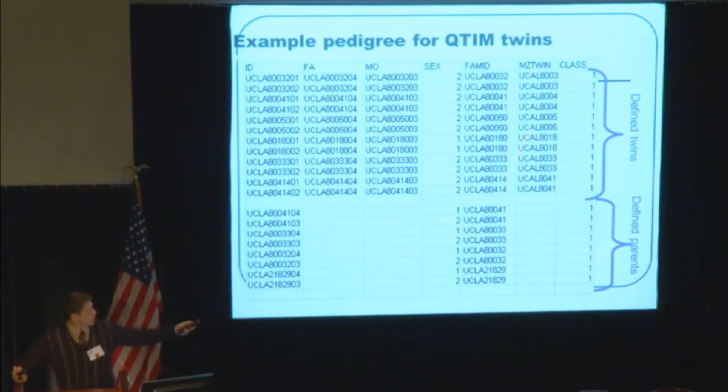So after I defined the twins, I basically had to invent parents. This is a twin study, so they did not image or ascertain parents in any way, shape, or form. So I simply created IDs for the parents, and obviously I assigned them the right gender. So, father is 1 and mother is 2, or vice versa.